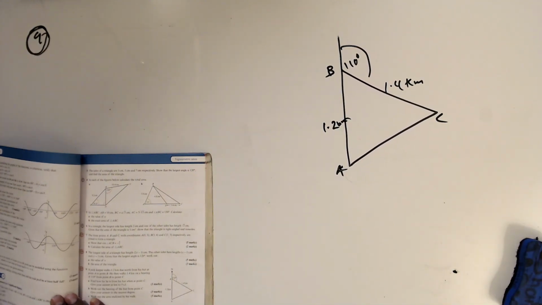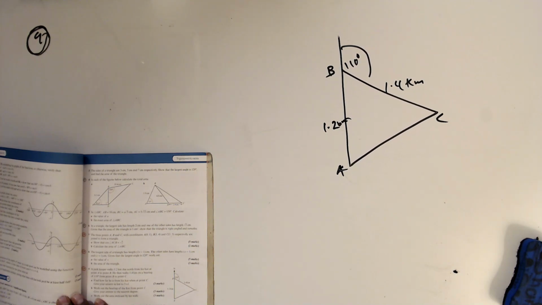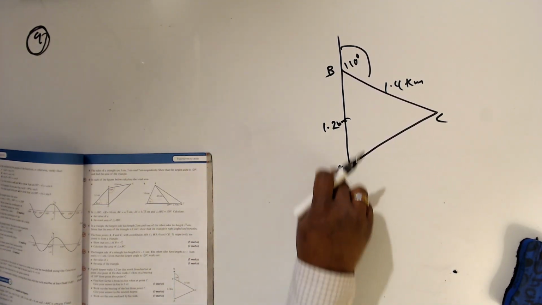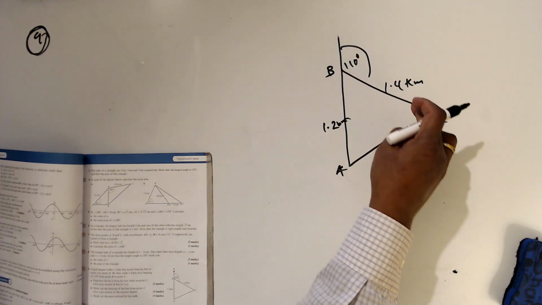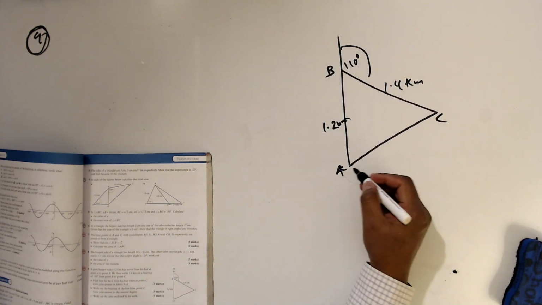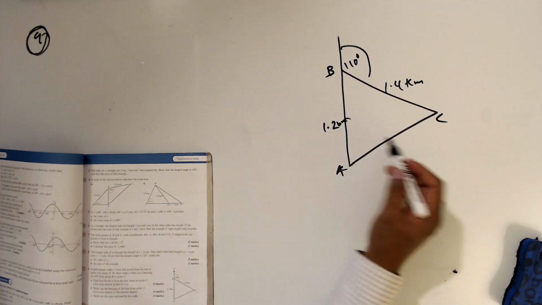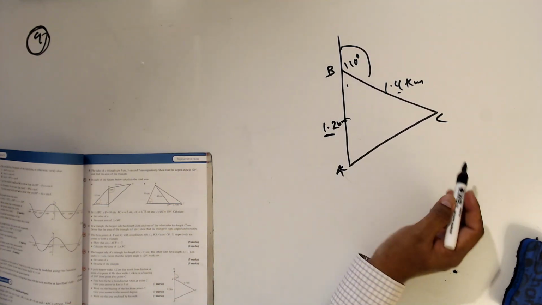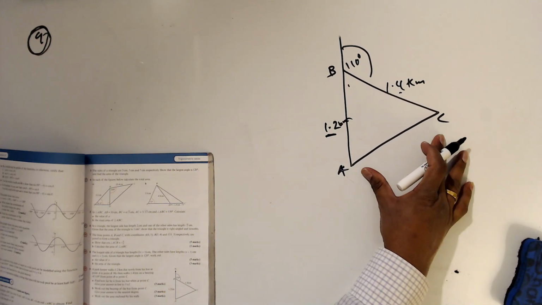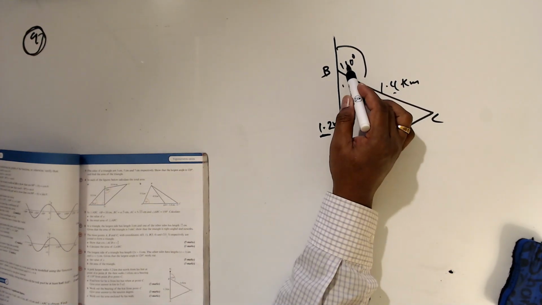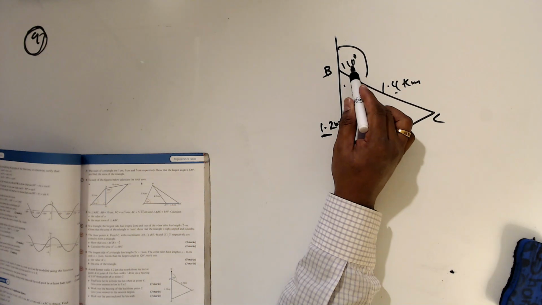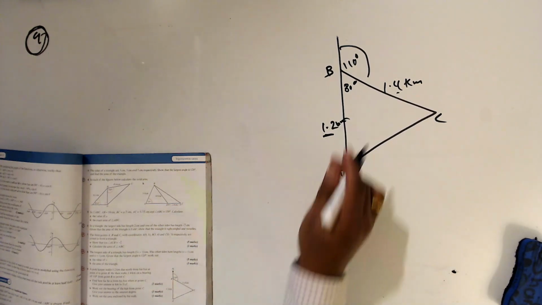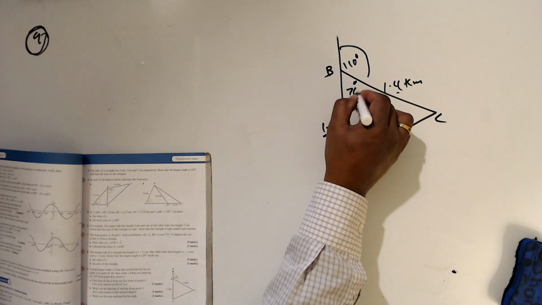Question number 9. Barkeeper walked from his hut due north and 110 bearings and came to C. Now we want to find AC. This is 1.2 and 1.4, and if I know this angle, then I can find it from the cosine rule. This angle is 180 minus 110. This is going to be 80. So this is going to be 70.